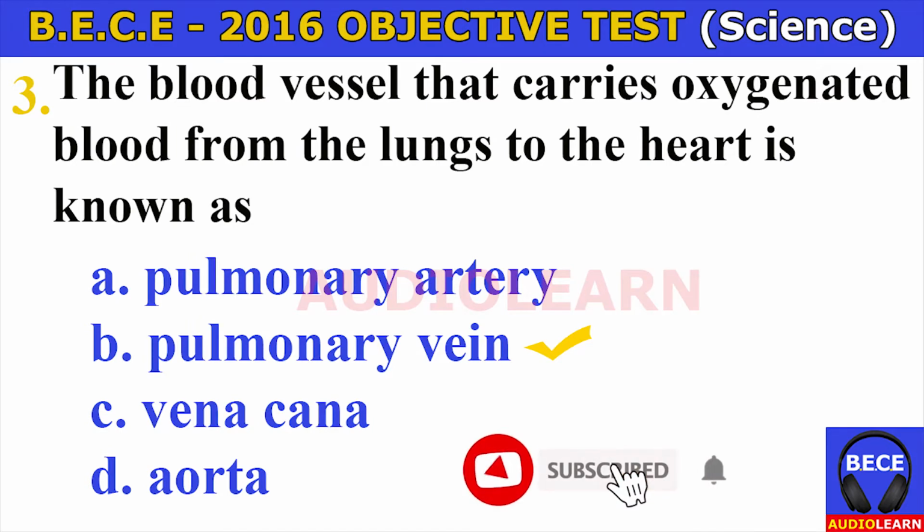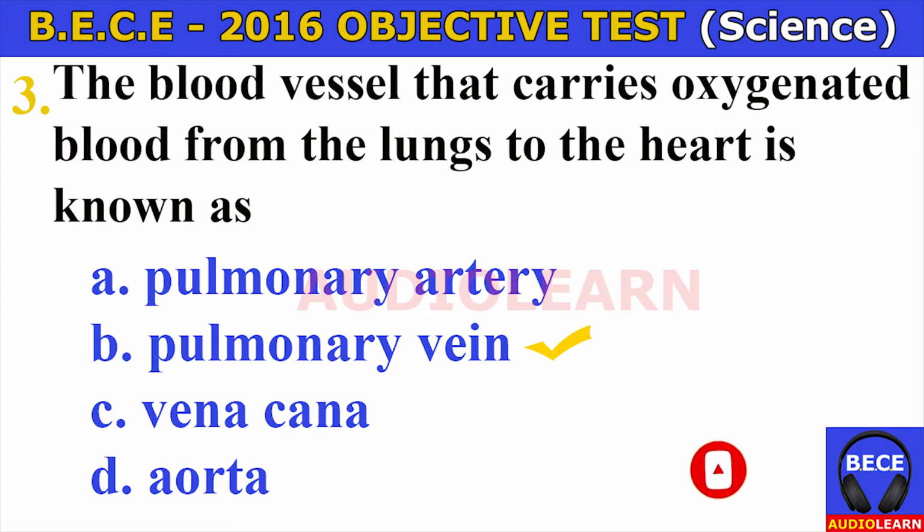Number 3. The blood vessel that carries oxygenated blood from the lungs to the heart is known as A. Pulmonary artery, B. Pulmonary vein, C. Vena cava, D. Aorta. And the answer is B. Pulmonary vein. The blood vessel that carries oxygenated blood from the lungs to the heart is known as pulmonary vein.